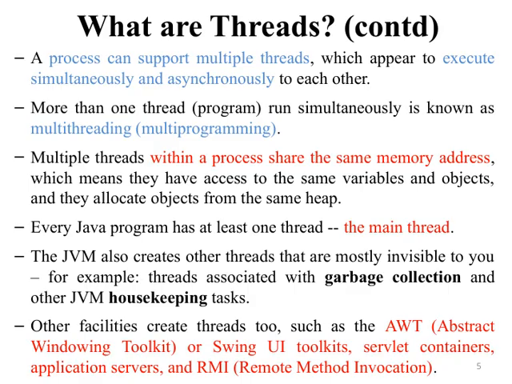Beyond the JVM, other parts of the Java ecosystem create their own threads. For example, the AWT and Swing UI toolkits spawn threads to handle user interface events. Servlet containers, application servers, and RMI also create threads to manage network requests, database connections, and remote method calls. All of these threads work together to make Java applications responsive, efficient, and capable of handling multiple tasks simultaneously.